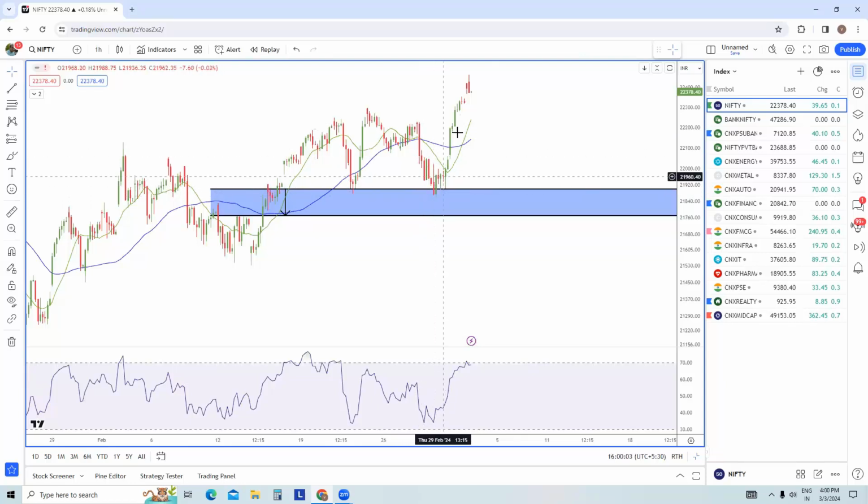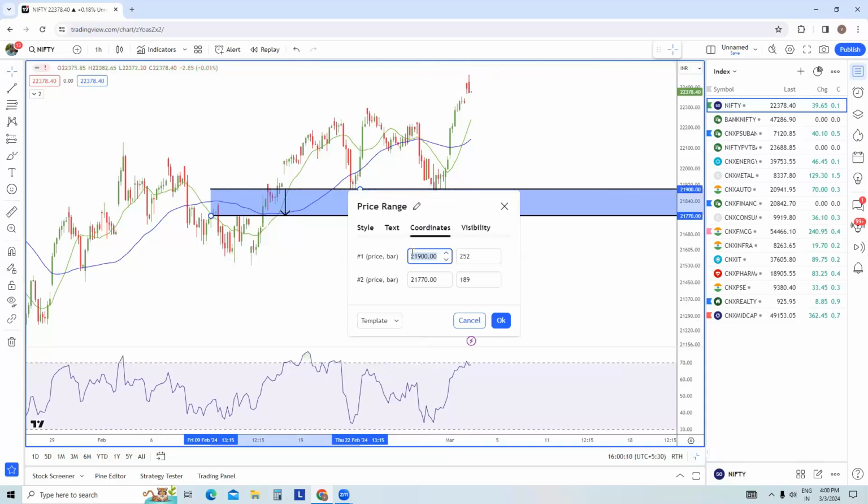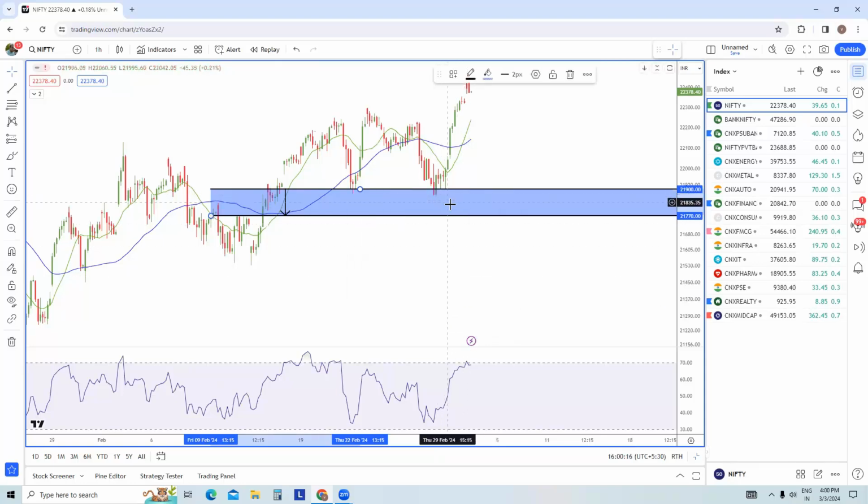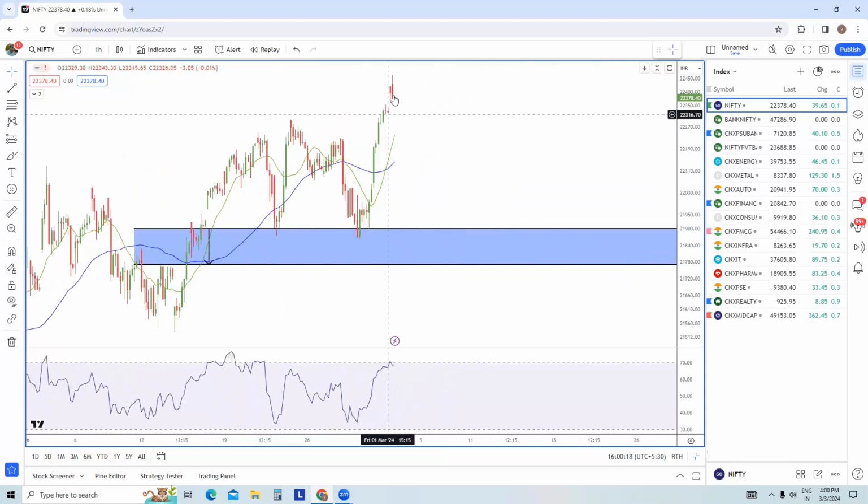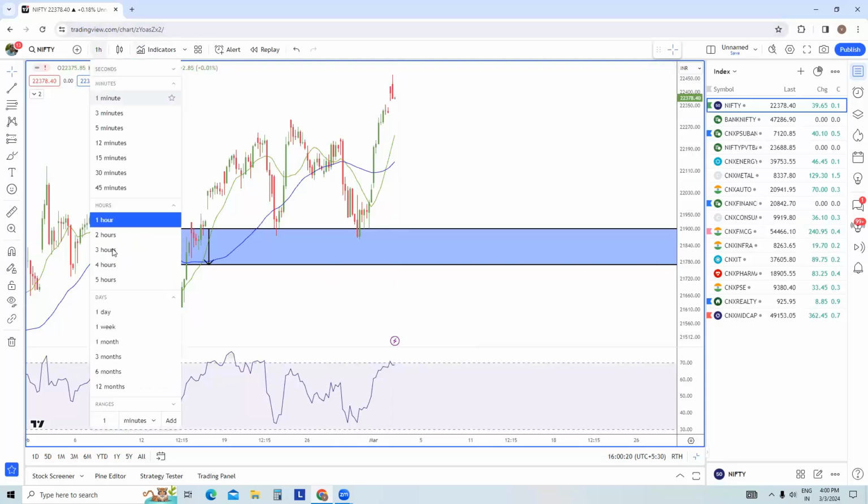That's it. This was not a sign of a U-turn or a bottom out, but I also shared a support band with all of you, which was between 21,900 to 21,770. And from that particular support band, we can see a short-term rally in Nifty.